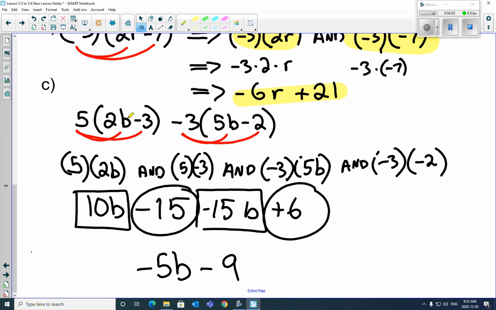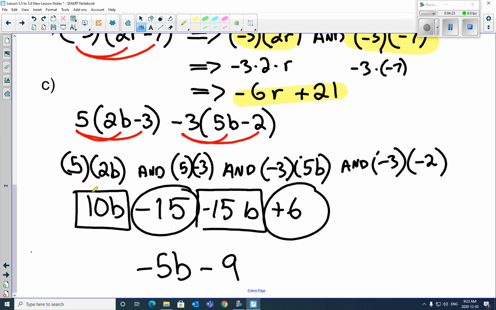So we got to distribute this 5 just to this first binomial, and we got to distribute this negative 3 to the second binomial. Careful, it's negative 3. So the first one is 5 and 2b and 5 and negative 3, right? Second one is negative 3 times 5b and negative 3 times negative 2.